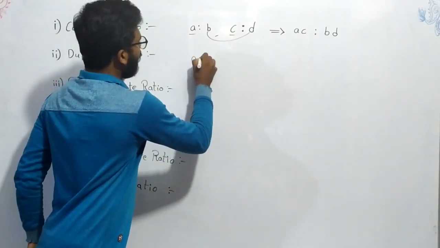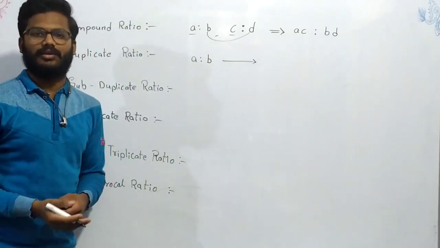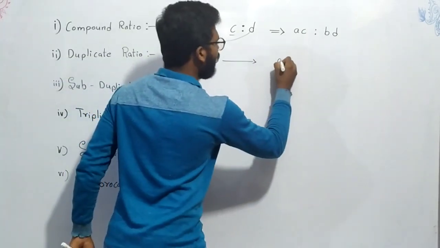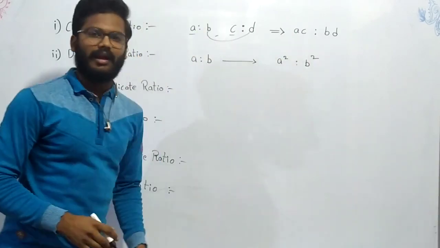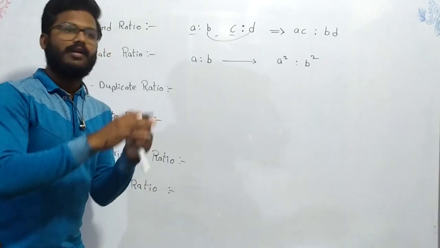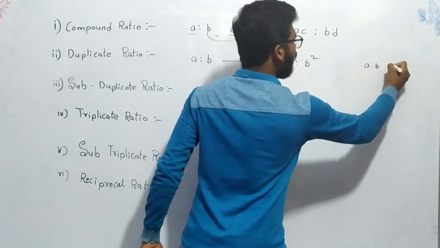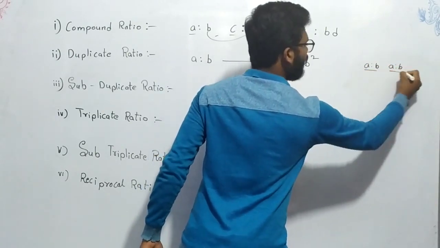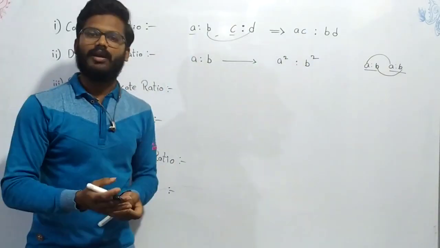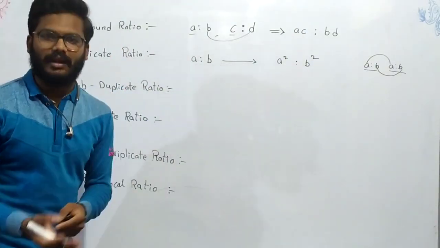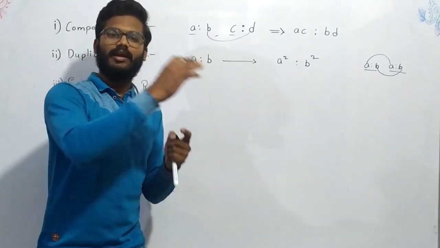Next, coming to duplicate ratio. If A is to B is a ratio, then its duplicate ratio is nothing but the ratio of their squares, A square is to B square. Or you can say it is the compound ratio of two equal ratios. If A is to B and again A is to B, the compound ratio of these two is nothing but A into A, which is A square, is to B into B, which is B square. So, the duplicate ratio is the ratio of the squares.